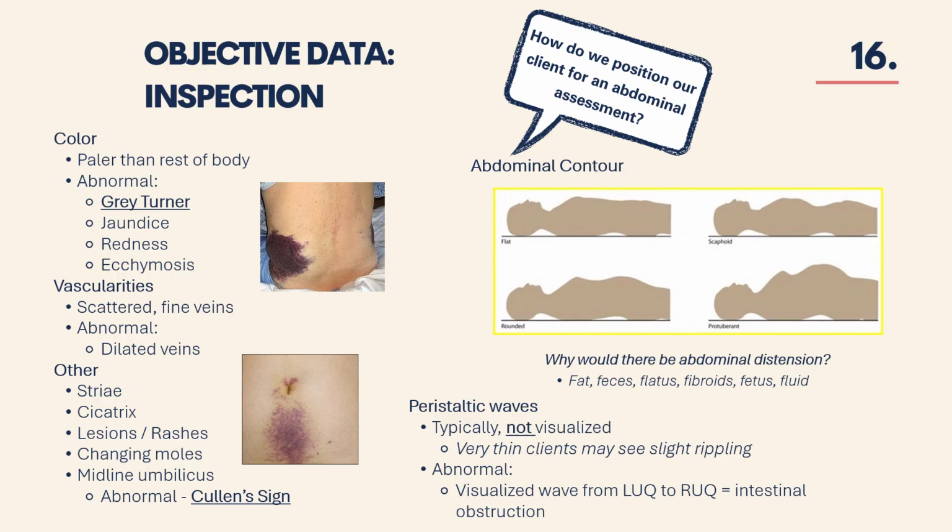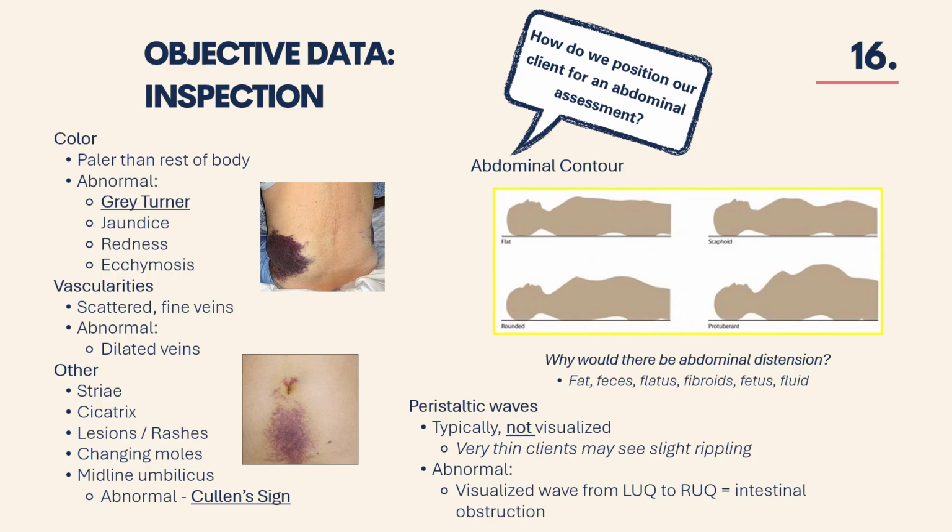So first we want to look at the color. So the color typically is going to be paler than the rest of the body, but it should still be consistent with their ethnicity. Is there any jaundice, extreme pallor or cyanosis? Checking for lesions, rashes, striae, ecchymosis.